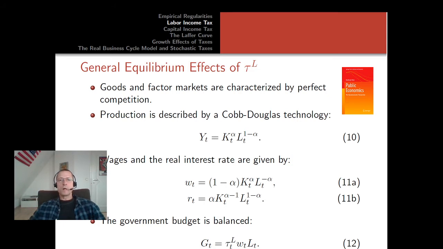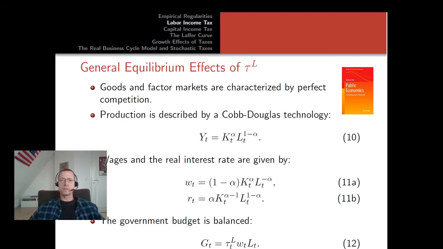We assume that good markets and factor markets are characterized by perfect competition, and we have Cobb-Douglas production technology. So y t is equal to k to the power alpha, L to the power 1 minus alpha, as presented by equation 10. So we have constant returns to scale. We have perfect competition, so that wages and real interest rates, the two factor prices, are equal to the marginal products of labor and capital according to equation 11a and 11b.